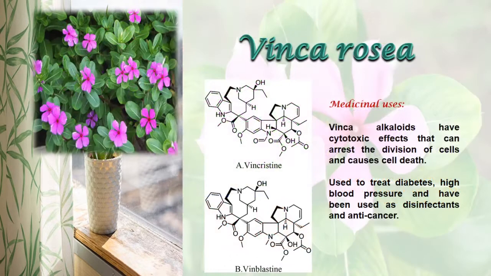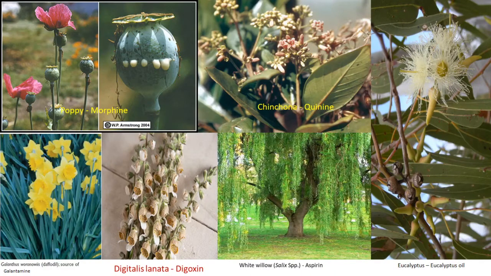And the next one is Vinca rosea. Two important alkaloids, vincristine and vinblastine, have been extracted from this pink flowered plant, and this acts as a natural anti-cancer agent. Apart from this, a number of plant sources are given here. Poppy, from which morphine, a painkiller, is obtained. Then cinchona, from which the anti-malarial drug quinine is obtained. And at the bottom, daffodils, from which galantamine, which helps to treat Alzheimer's disease.